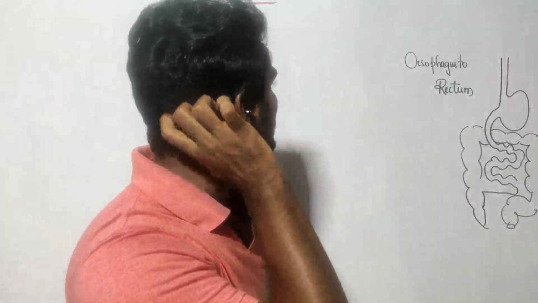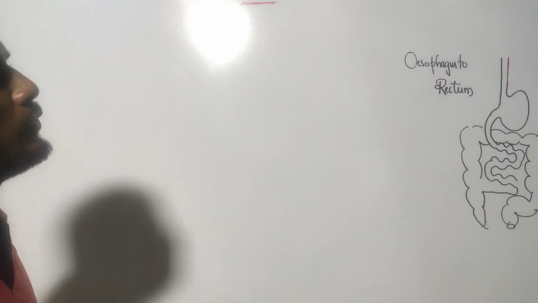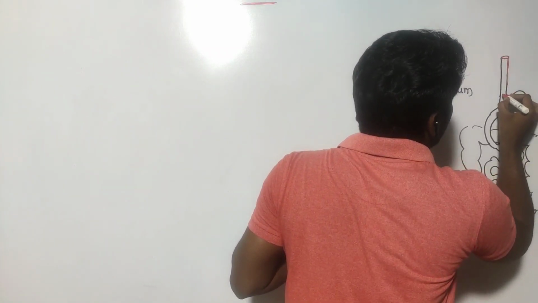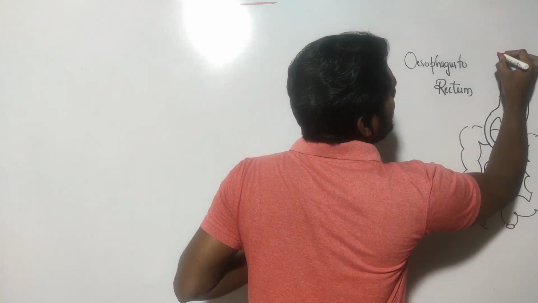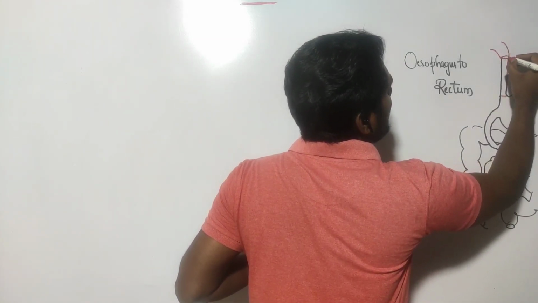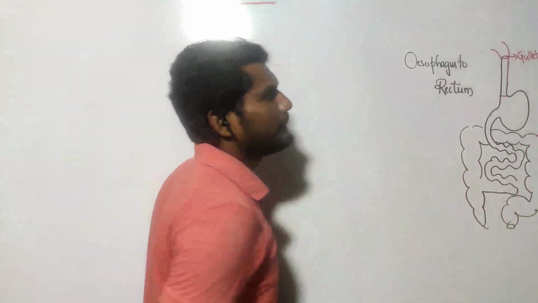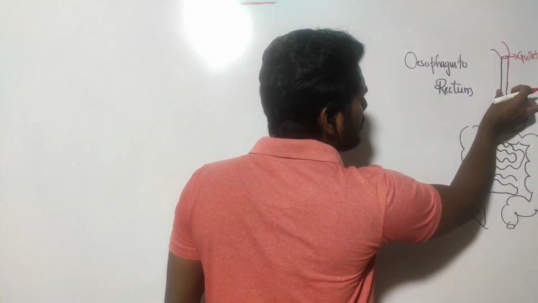So let's discuss those 4 layers. What are those 4 layers, sir? First, let me discuss about the esophagus. This is the esophagus, and the opening of the esophagus is opening into the pharynx. This opening is called gullet, G-U-L-L-E-T. Gullet. That opening is called what? Gullet.